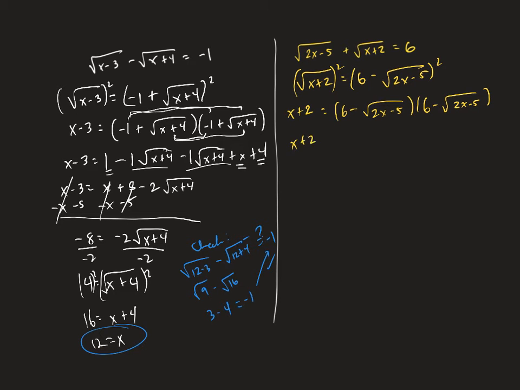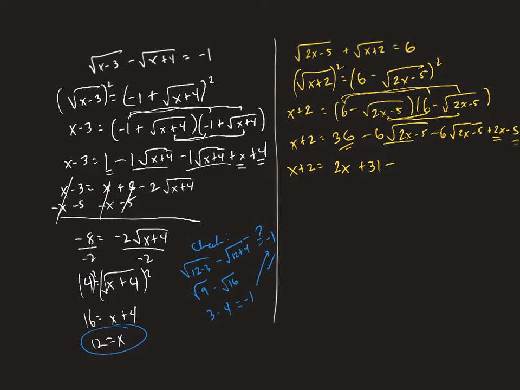So I've got x plus 2 equals, this is going to be 36. This is going to be negative 6 times that square root. This is also going to be negative 6 times that square root. And then the square root times the square root is going to leave me with what was inside. I'm going to combine like terms on the right. So let's see, I've got a 2x. I've got a 36 and the 5. And then I've got negative 6 of that root and negative 6 of that root.